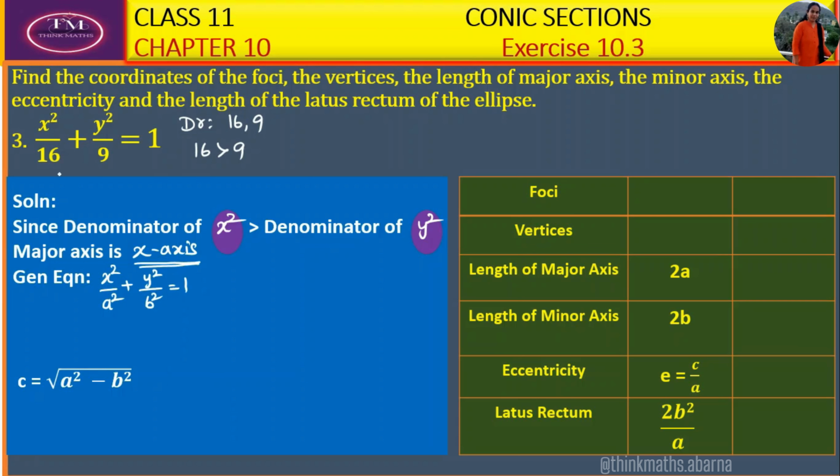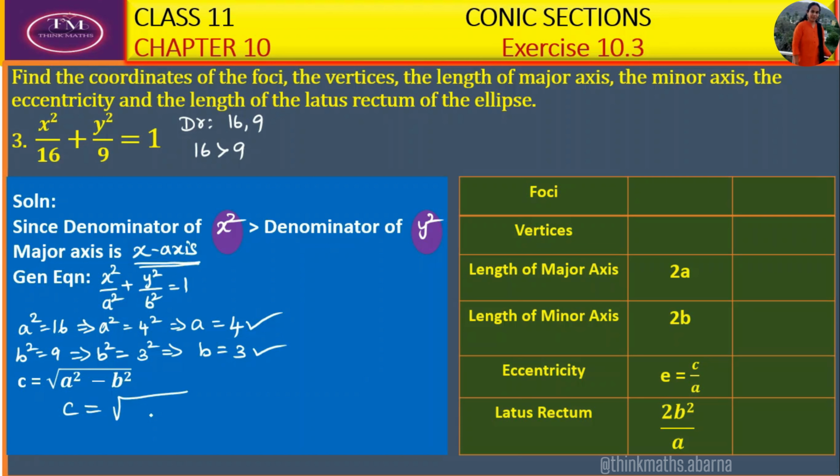So comparing the given equation and the general equation, we will get a square equal to 16, b square equal to 9. So 16 is nothing but 4 square. Therefore a square will be 4 square. So a will be equal to 4. So if the powers are same, base will be same. In the same way, b square equal to 9 can be written as 3 square. That means b is equal to 3. So we found a, we found b.